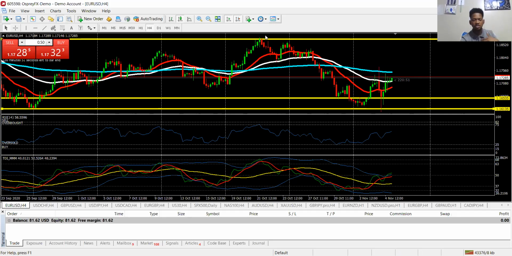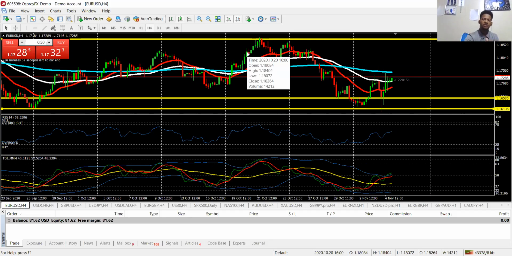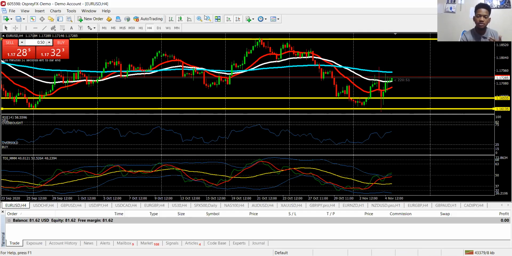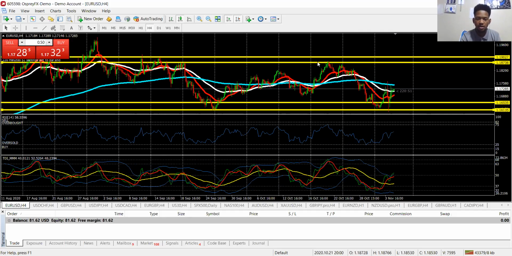Typically, whenever you get those touches in the resistance, it's going to shoot back down and try to retest. Now, if it breaks that resistance zone, then you're looking for another resistance zone, which on Euro USD would be right here, where you got 1 touch, 2 touch. So that's how support and resistance works. That's how moving averages work.